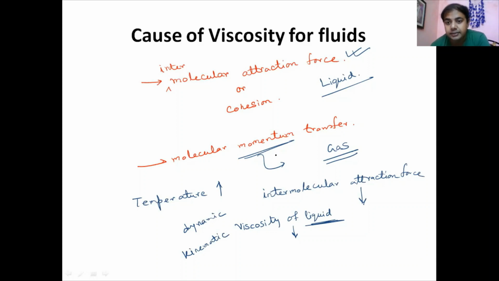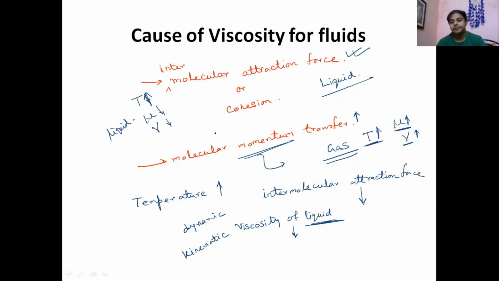But in case of the gas, it is a very interesting thing. If you increase the temperature, your viscosity mu is increasing, as well as nu. Dynamic and kinematic both will increase. The opposite phenomenon. For the liquid, if you increase the temperature, mu decreases, nu decreases. For the gas, mu also increases, nu also increases, because the intermolecular momentum transfer is increasing with the temperature. It is causing the thermal random motion.